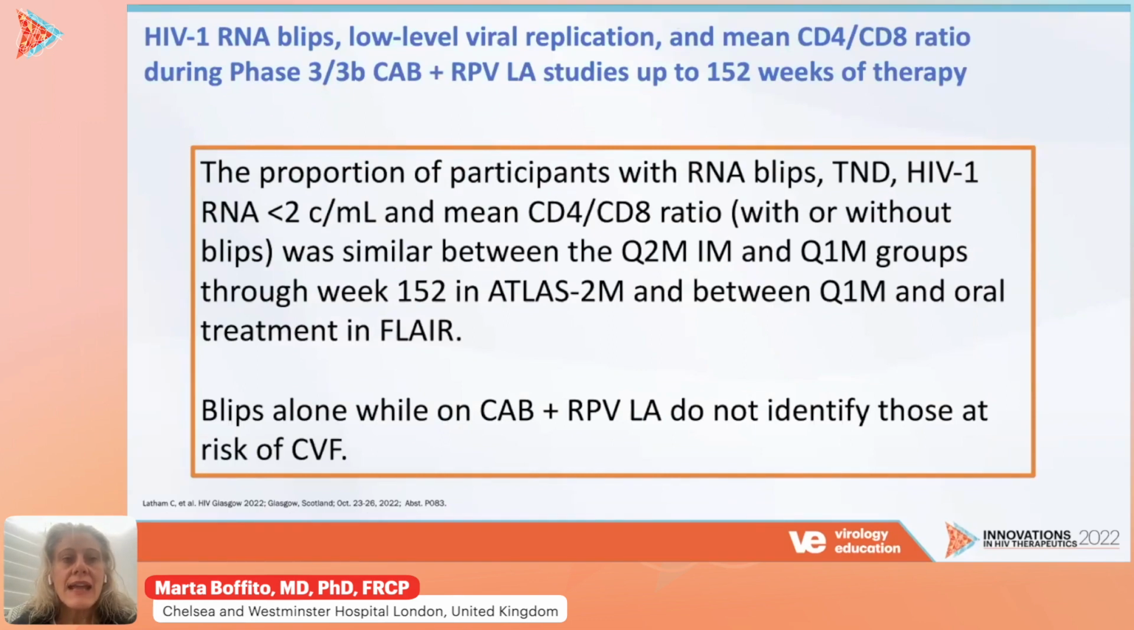Also at Glasgow, they looked at the rate of blips in phase 3 studies of cabotegravir and rilpivirine long-acting up to 152 weeks of therapy. And they looked at Atlas 2M and FLAIR. And interestingly, the proportion of participants with RNA blips, target not detected, and HIV RNA copies below 2 was similar between people who took cabotegravir and rilpivirine every other month or every month and people who took oral treatment. And importantly, blips alone, while on cabotegravir and rilpivirine long-acting, do not identify those at risk of confirmed virological failure.